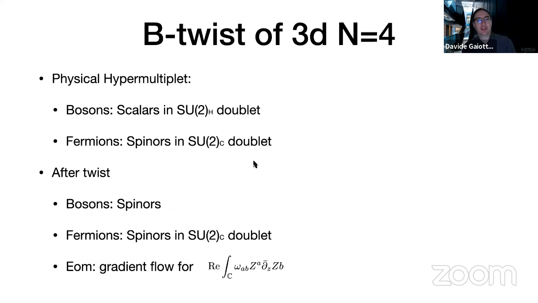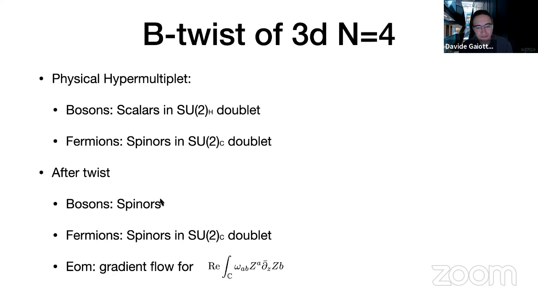Okay, so let me go to the B-twist. Now, in the B-twist, let me look at first at the hypermultiplet example. So now I'm using SU(2)_H to twist the theory, which means that now my bosons, my scalars, become spinors, and the fermions remain spinors. So now I have a collection of spinors, bosons and fermions, both transforming as spinors of the Lorentz group.